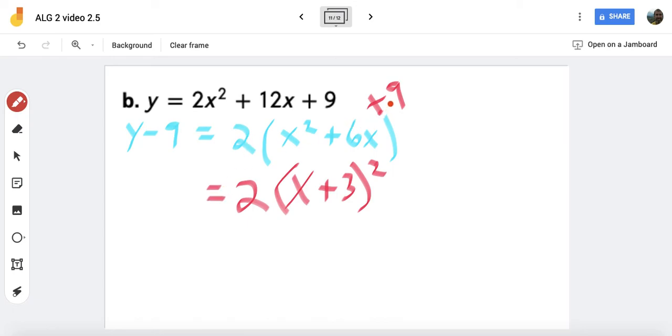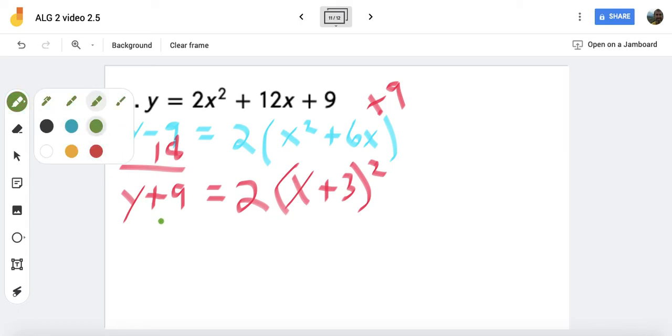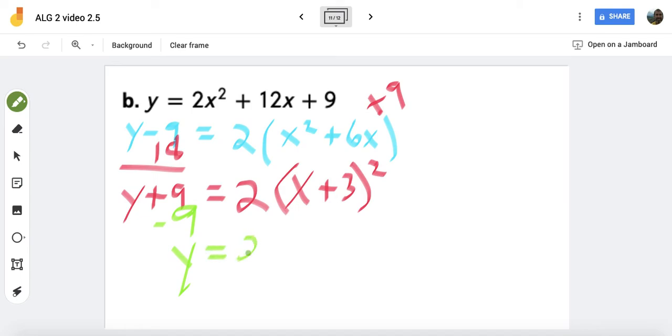However, by adding a 9 to this to make it a perfect square, I've actually added 2 times 9, 18, to this side, so I need to add 18 to this side. So when I add 18 to this, I get y plus 9. And to get into vertex form, I have to subtract 9 from both sides to get the y by itself. So the equation is going to be y equals 2 times x plus 3 squared, minus 9.